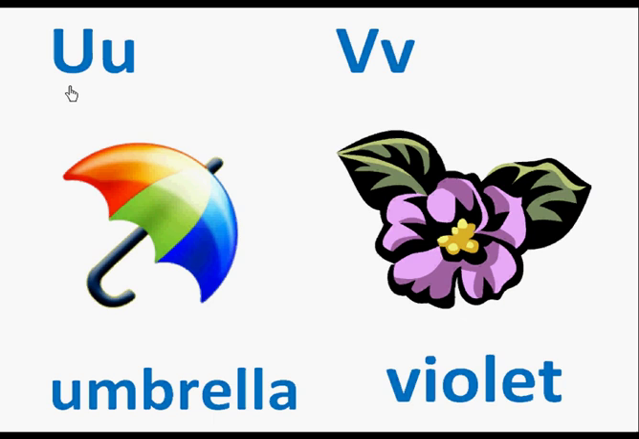Here we have the capital letter U, the small letter u, a picture of an umbrella, the word umbrella. The letter U makes the sound uh. So we'll read this page. U, umbrella, uh. Here's the capital letter V, the small letter v, a picture of a violet.